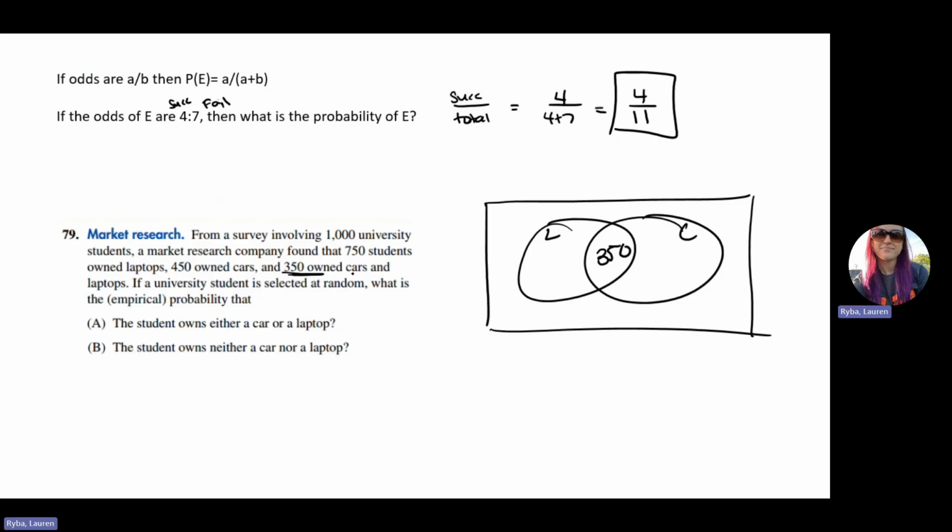And then I'm going to work my way backwards. 450 own cars, but I've already put 350 in that circle. So there's 100 that own car only. Laptop owners were 750, already counted for 350. So that leaves 400 there.